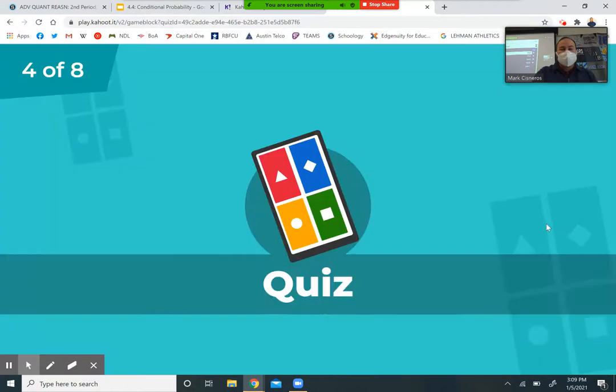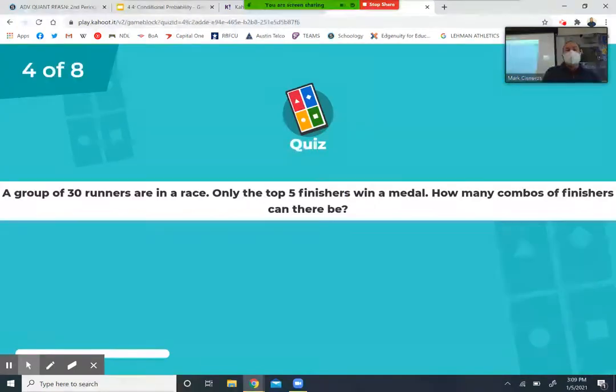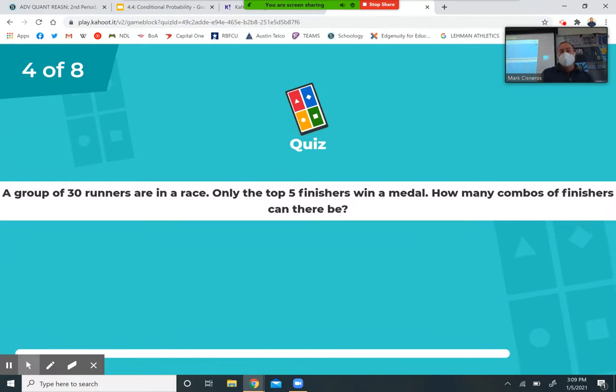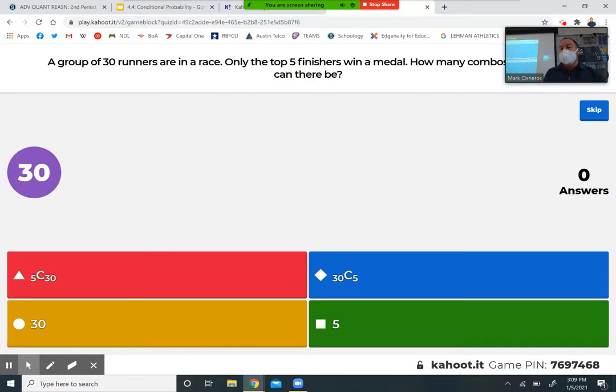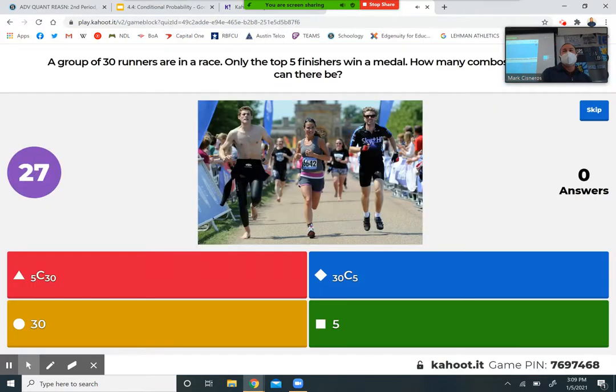Next question. So, a group of 30 runners are in a race. Only the top 5 finishers win a medal. How many combos of finishers can there be? Now you're using that NCR, which is the correct way to set it up. You don't have that calculator on your phone. I know that. So what's the way to set it up? There's 30 runners and how many different combinations of 5 finishers can there be?